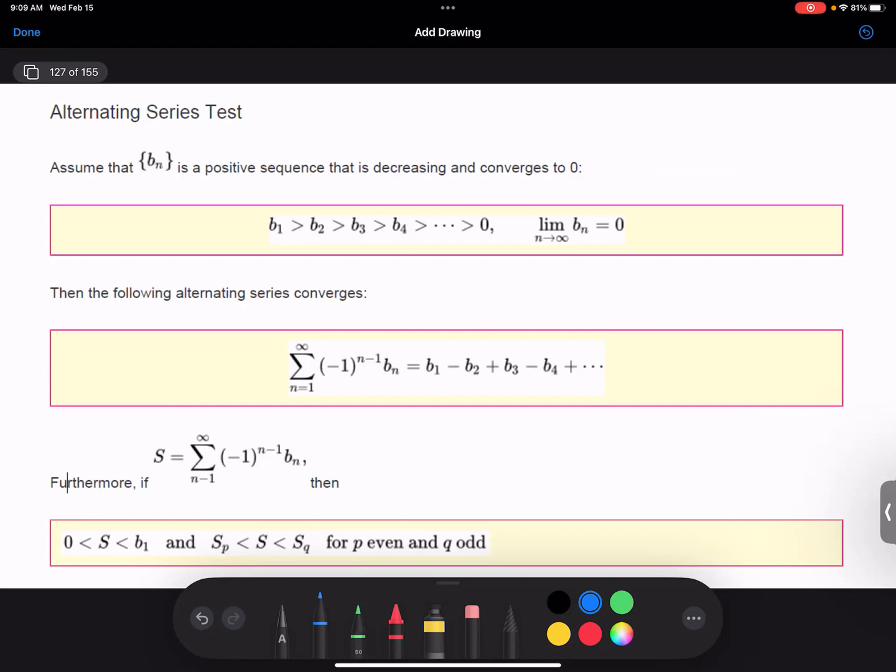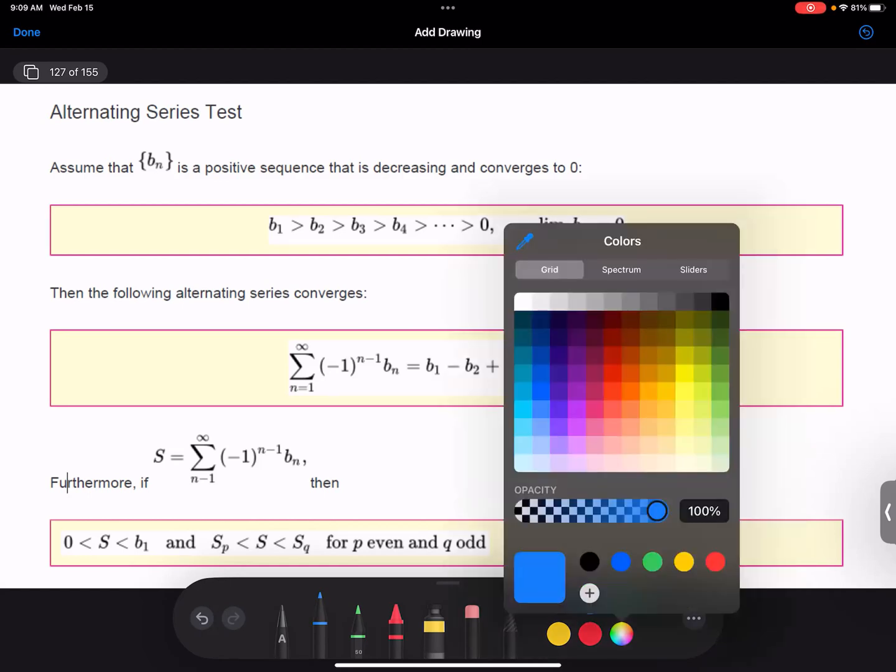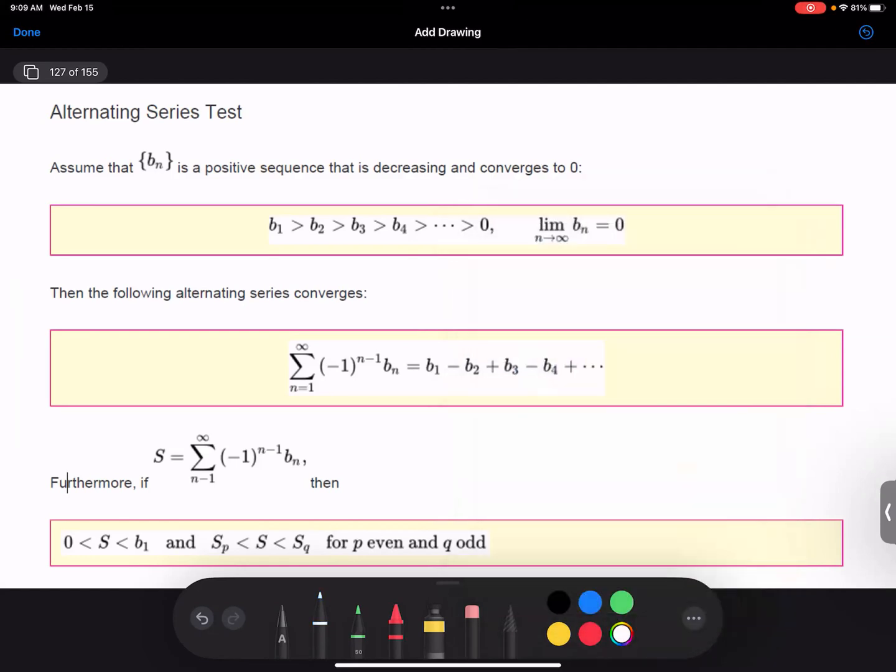Well, if the terms don't tend to 0, we know there's no chance that the sum can converge. The alternating series test says the following. If I look at this alternating sum, so b_1 minus b_2 plus b_3 minus b_4 and so on, then that sum is going to converge. And so I will try to fix the extra line I accidentally drew over here. See if I can get it.